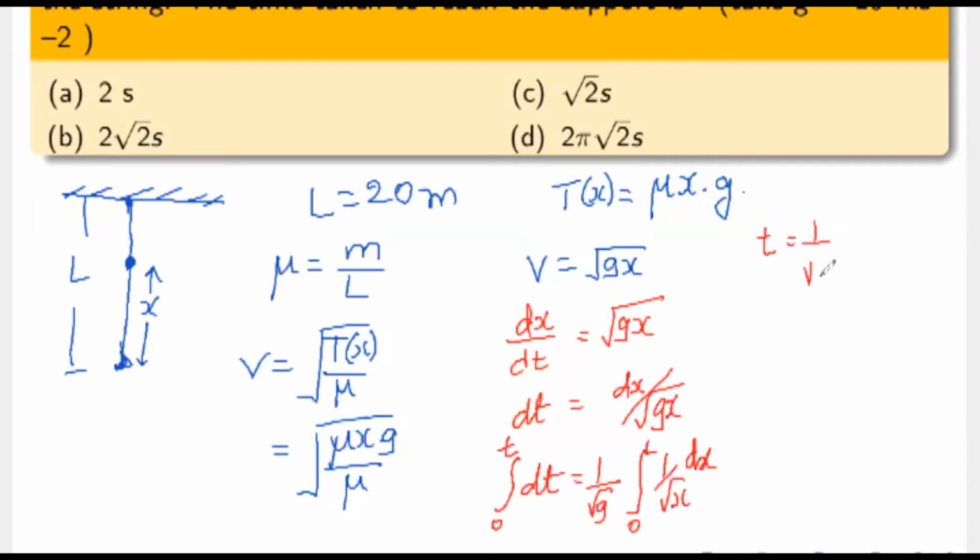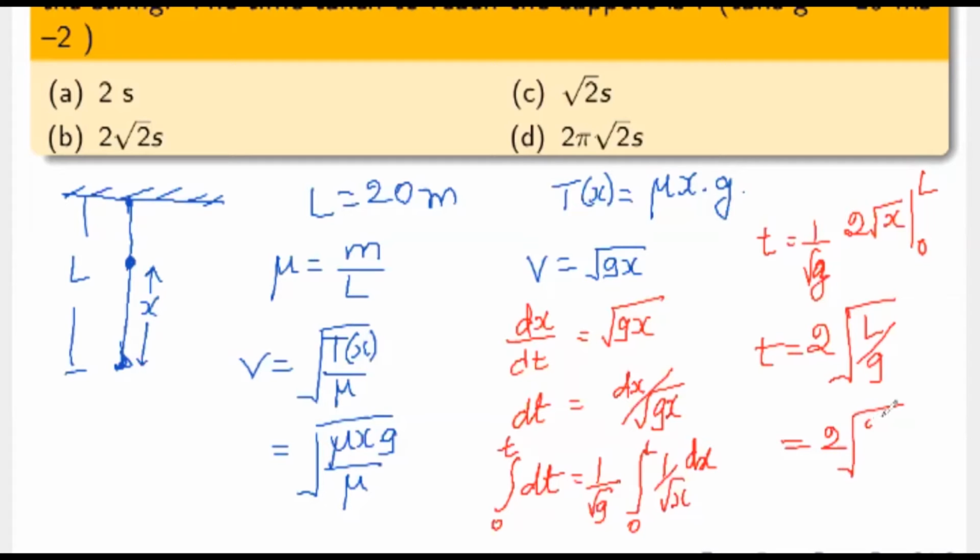On the right hand side, it is 1 over root g into the integral of 1 over root x, which will be 2 times root x between the limits 0 to L, that is 20 meters. So let me substitute the values. T equals 2 times root of L by g, and the value of L is 20 meters, g is 10 meters per second squared, so that is root 2. So the answer is 2 root 2 seconds. Option B is correct. Next question.